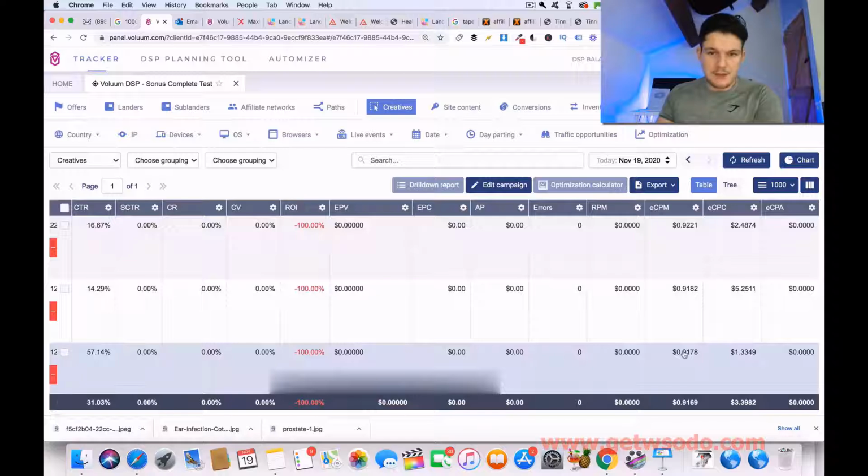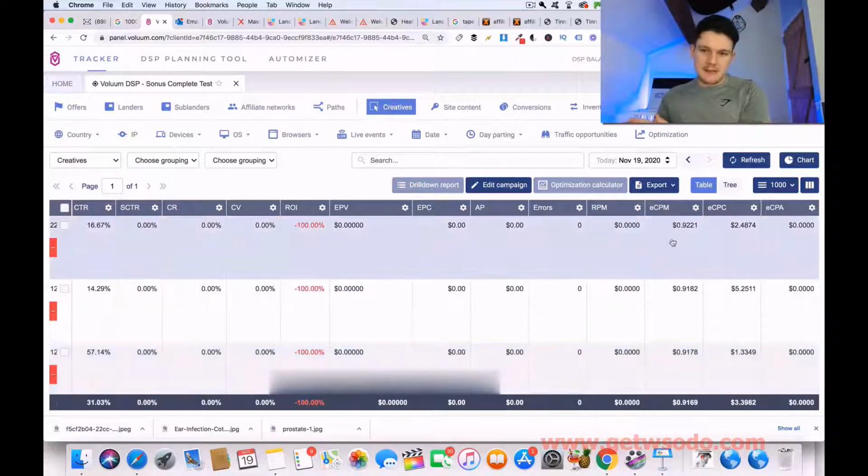So even though I was bidding $1.20, I think it was, or $1.50, I can't remember, I'm actually only paying 92 cents per 1,000 impressions because of the bidding system that they run. And this is the eCPC, which is basically the cost per click going through to the offer.